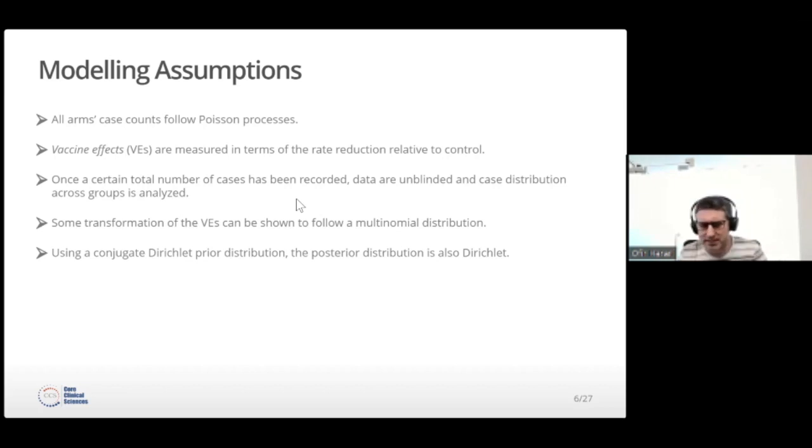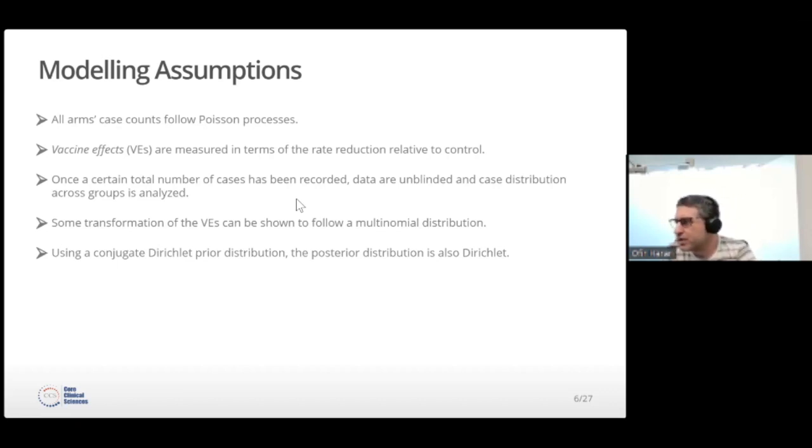And the basic assumption here, for those who are on the quantitative side, is that each of those counts follows a Poisson process. And the vaccine effect that everyone has talked about since 2020 is basically the relative rate reduction of each of those live vaccines relative to the placebo arm.